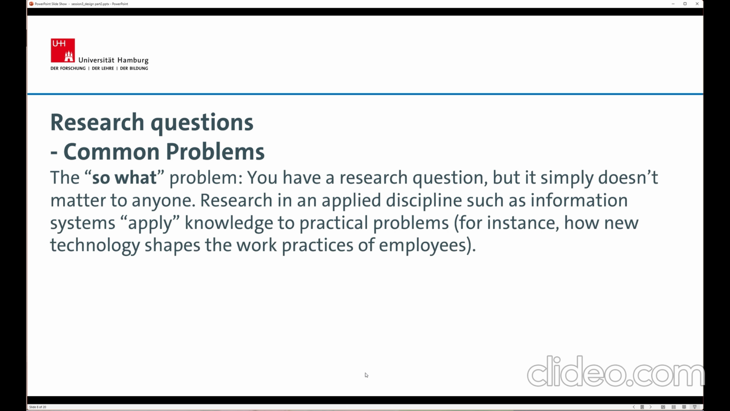Another common problem is called the so what problem. There is a research question, but it doesn't matter to anyone. It is not relevant to any problem that is of sufficient magnitude or substantiveness.